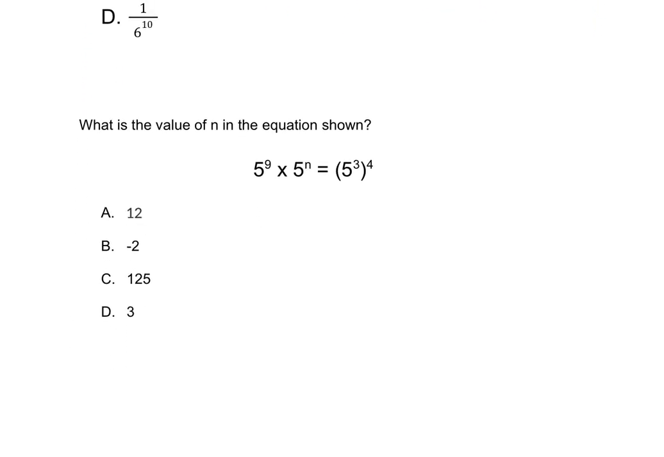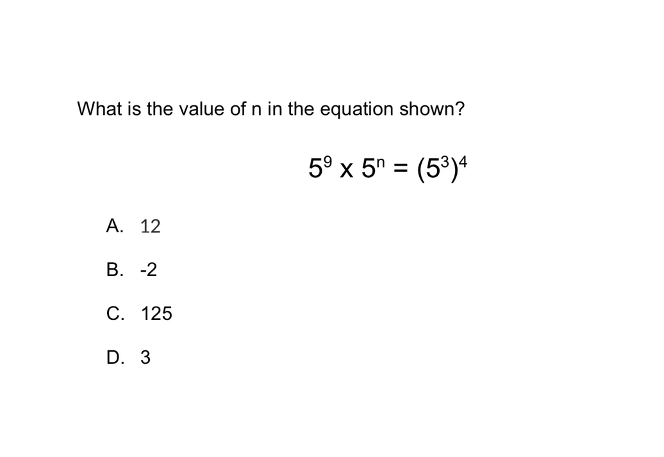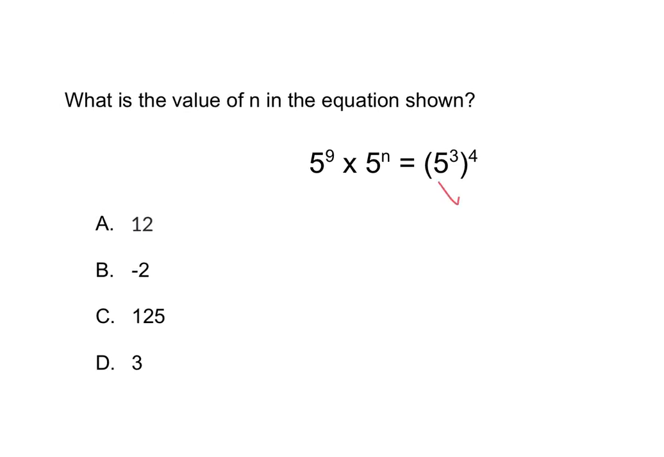And then the last one here: what is the value of n in the equation shown? I'm going to start by simplifying the right. This is one where we're going to multiply, an exponent raised to another exponent. Keep my base. 3 times 4 is 12. And then I'm going to bring down the rest of this, 5 to the 9th times 5 to the n.